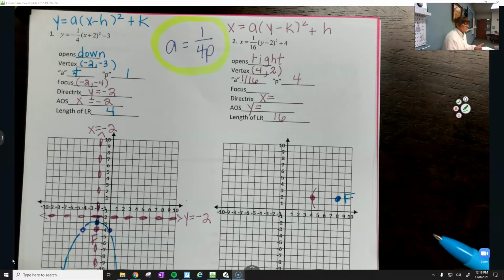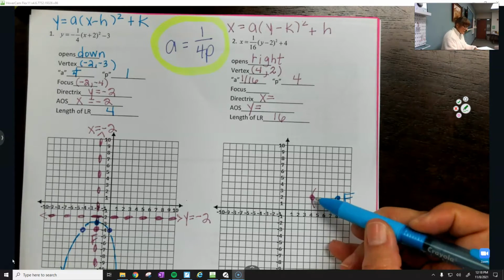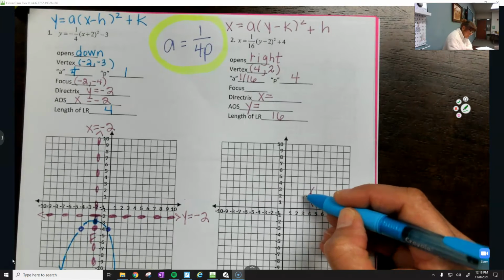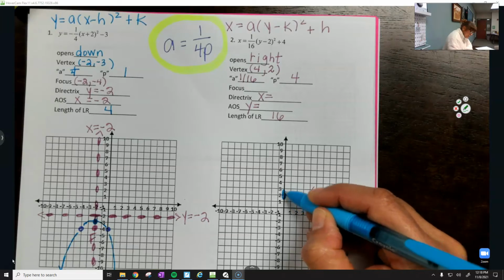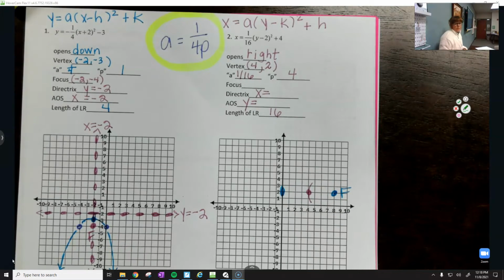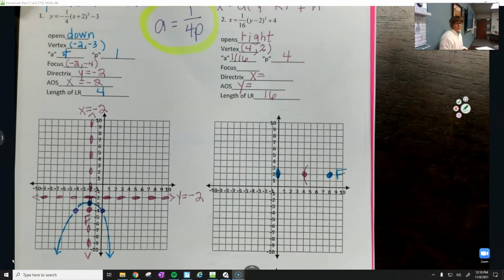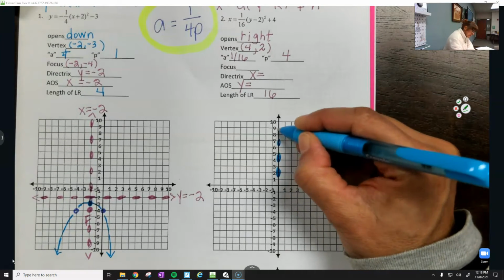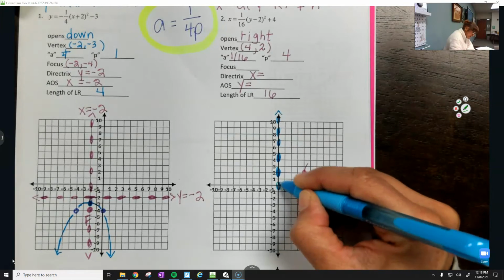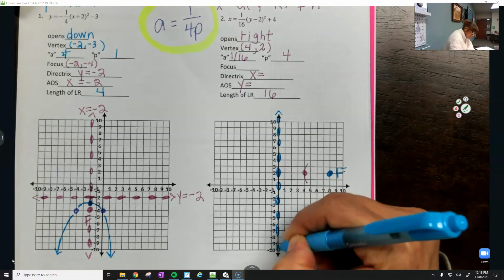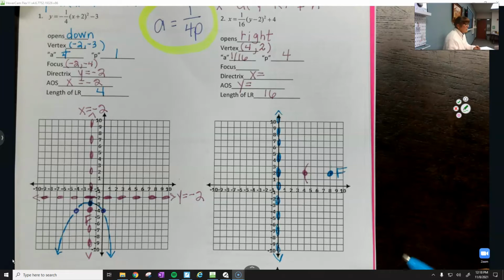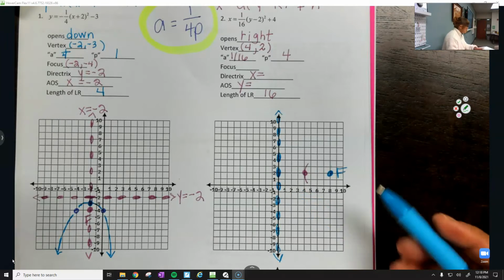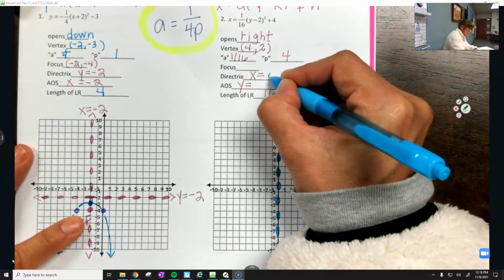Now I got to get the directrix. So I go back to the vertex and I count 4 places in the other direction, draw a dash. 1, 2, 3, 4. So this time my directrix is going to be vertical up and down. So I'm going to go ahead and finish drawing the directrix here. The directrix is an invisible line. The directrix does not touch the parabola. What's the equation of the directrix? 0. Yep. So we're going to write x equals 0.